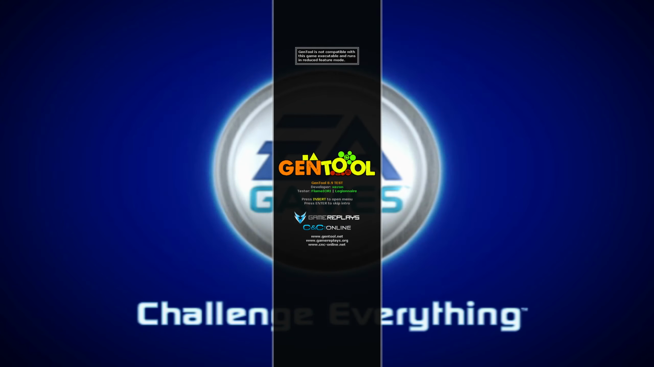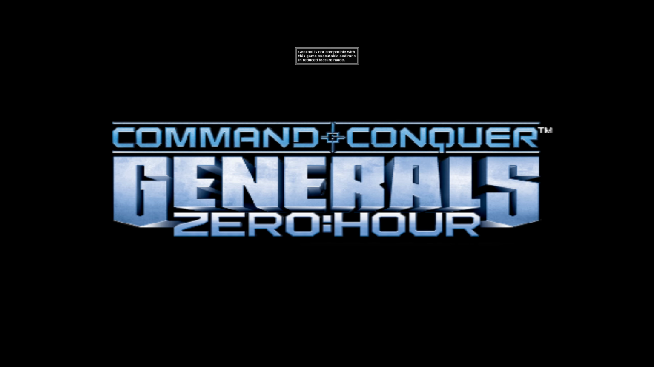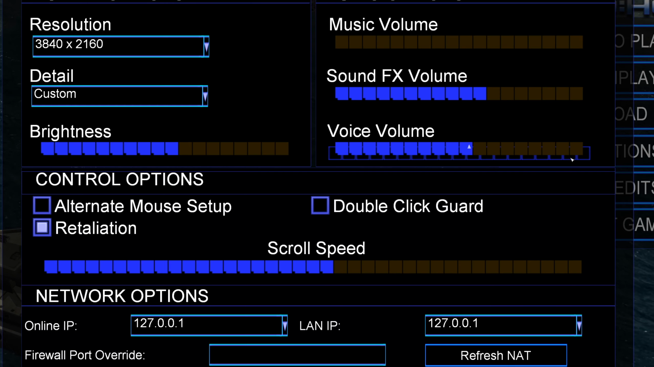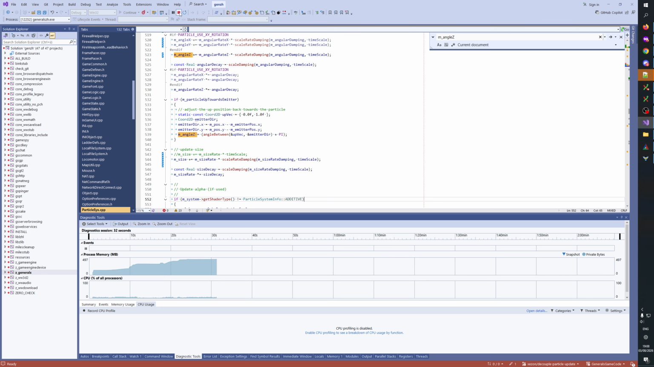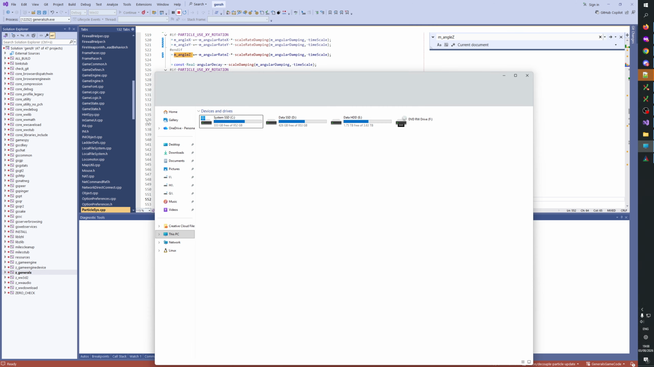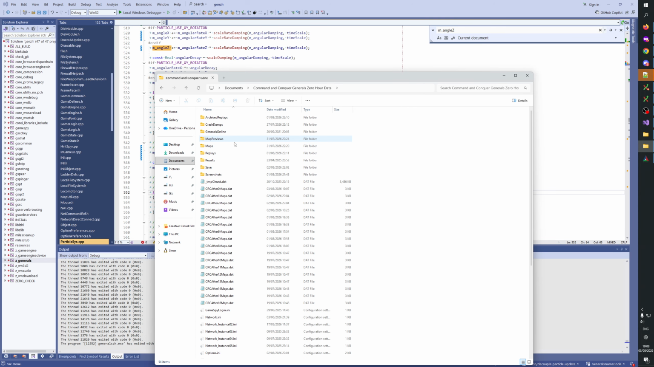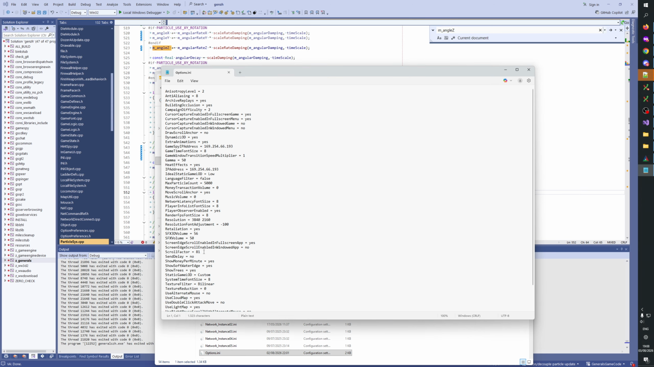Oof. Well, the resolution is a bit large, isn't it? The question is, can we click here? No. Oh boy. Okay, now we are trapped. We need to open the options ini. So that is 1600 by 1200.